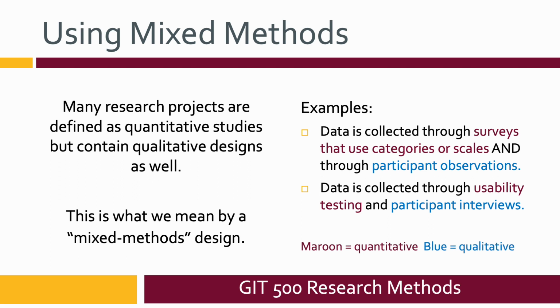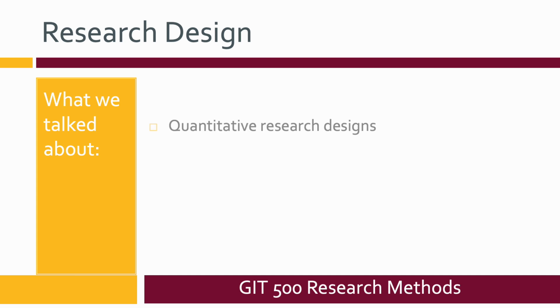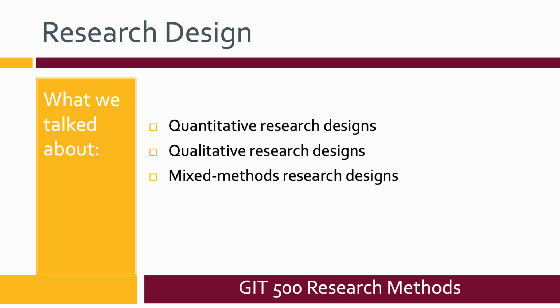In these examples, the text in maroon is the qualitative elements, and the text in blue are the quantitative elements. So the first one, surveys using categories and scales, is quantitative. Participant observation is a qualitative approach. In this presentation, we talked about quantitative research designs, qualitative research designs, and mixed methods research designs.